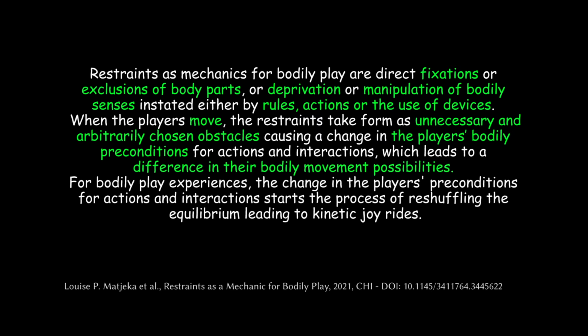For bodily play experiences, the change in the player's preconditions for actions and interactions starts the process of reshuffling the equilibrium, leading to kinetic joyrides. Restraints is developed as a generative resource for designers and researchers working with bodily play experiences and movement-based game design. Restraints can be identified as fixations or exclusions of body parts, or deprivation or manipulation of bodily senses, instated either by rules, actions, or devices.